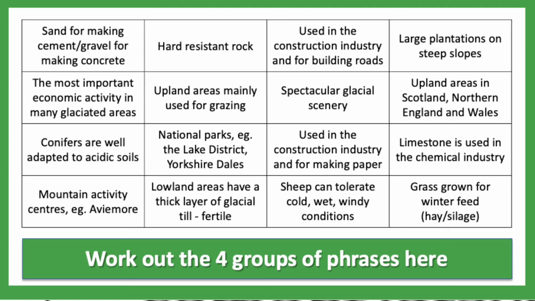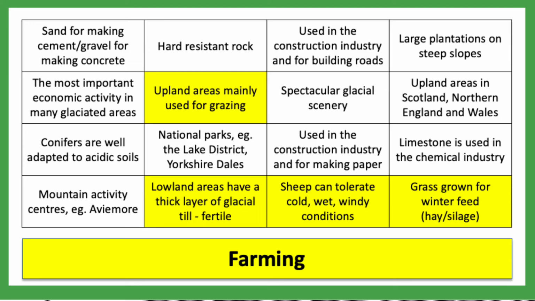Okay, let's reveal the answer. So farming, we've got upland areas mainly used for grazing. Lowland areas have a thick layer of glacial till which makes them fertile. Sheep can tolerate cold, wet, windy conditions, and grass is grown for winter feed, hay and silage.